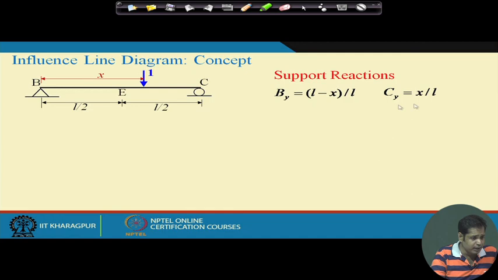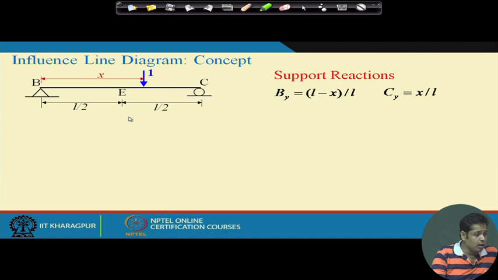Now, once we know the support reactions, let us find out the bending moment and shear force at point E, which is at the mid span of BC. So, this distance is L by 2, this distance is L by 2. Let us find out what is the shear force and bending moment at point E.